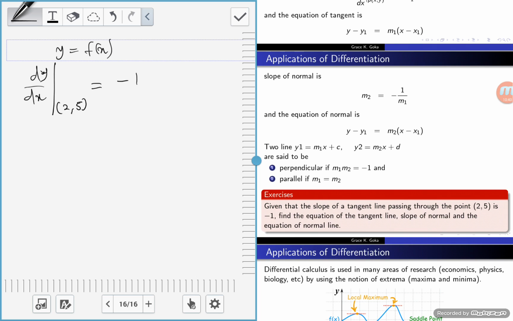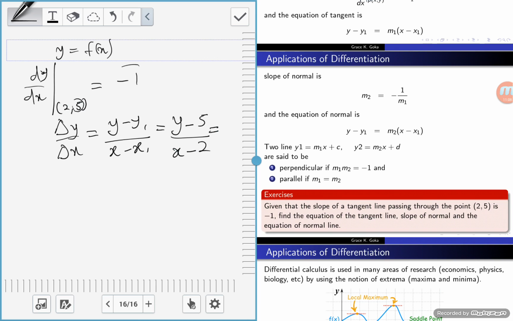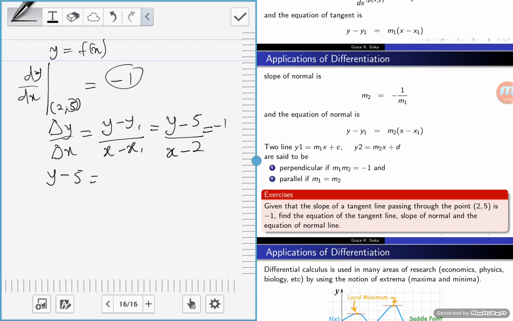All right, so we know the slope. If you know the slope, how do you find the equation of the line? How do you find slope? Changing y over changing x. What is changing y? Changing y is y minus y1 over changing x, which is x minus x1. So this is y minus 5, what is y1? 5, all over x minus my x1, which is 2, and this is equal to the slope, which is -1. Okay, so cross multiplication, you have y minus 5 is equal to -x plus 2, and from here y is equal to -x plus 7, and this is the equation of the tangent line.